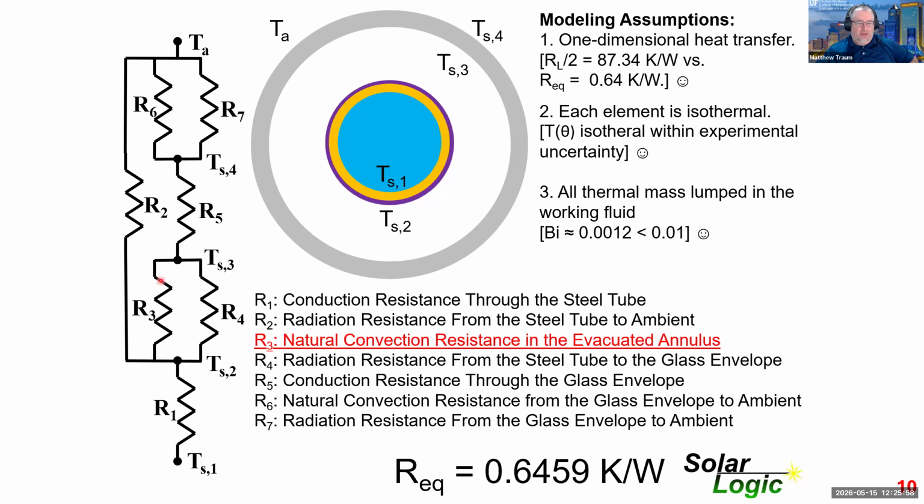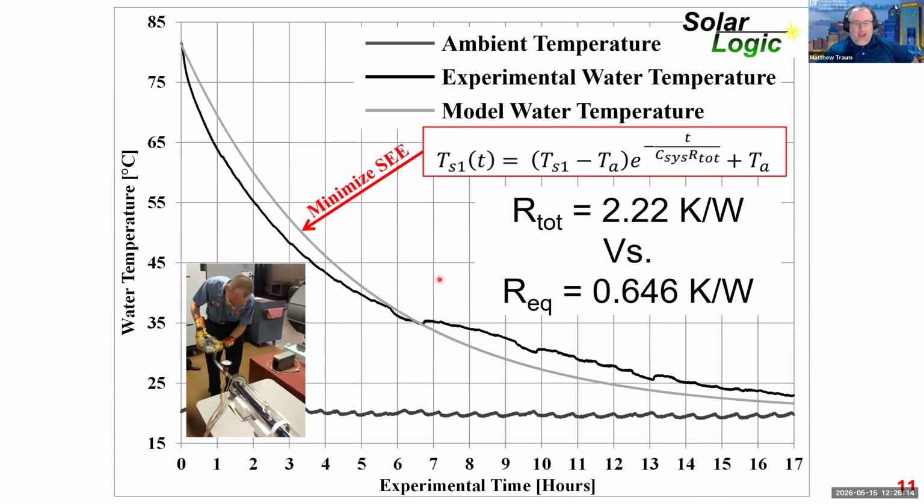But if this resistance is subject to conduction or convection, if there's gas in here, this resistance is going to be a lot lower, and you're going to end up with a lower overall resistance to heat transfer and a faster cool down. So we were able to compare a tube that we knew was evacuated because it was manufactured in the US by Solar Logic to all the tubes that were coming in from the manufacturers.